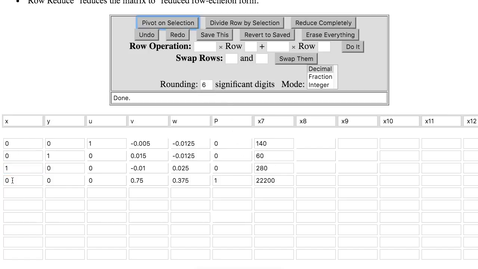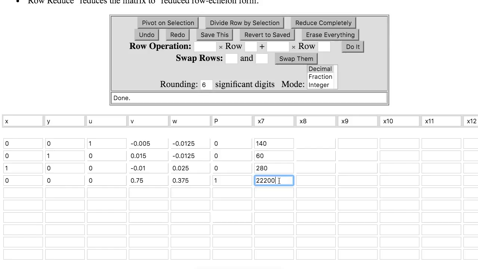No negatives in the bottom row. So we're now at the optimal solution, for which acres in corn, X, is 280. Acres in soybeans, Y, is 60. And the profit is 22,200.